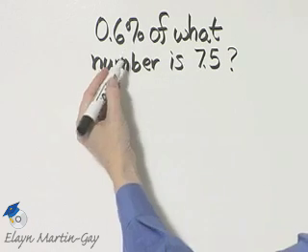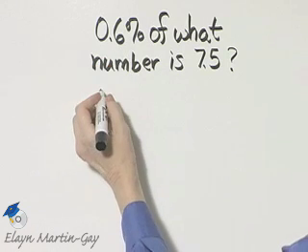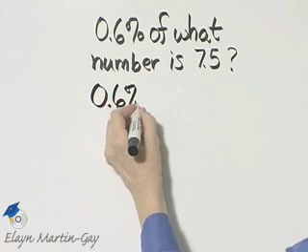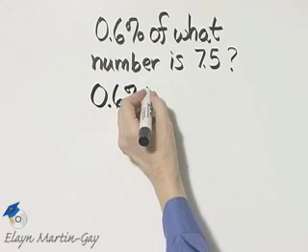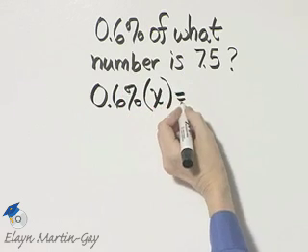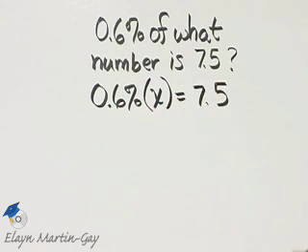Let's do a direct translation here. 6/10%, so that is 6/10% of what number, that would be times x, means equals 7 5/10. And there is my equation.